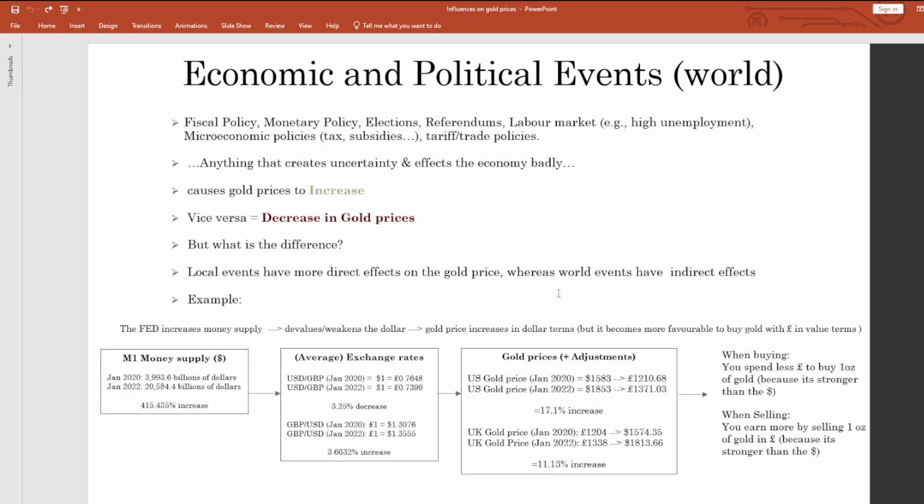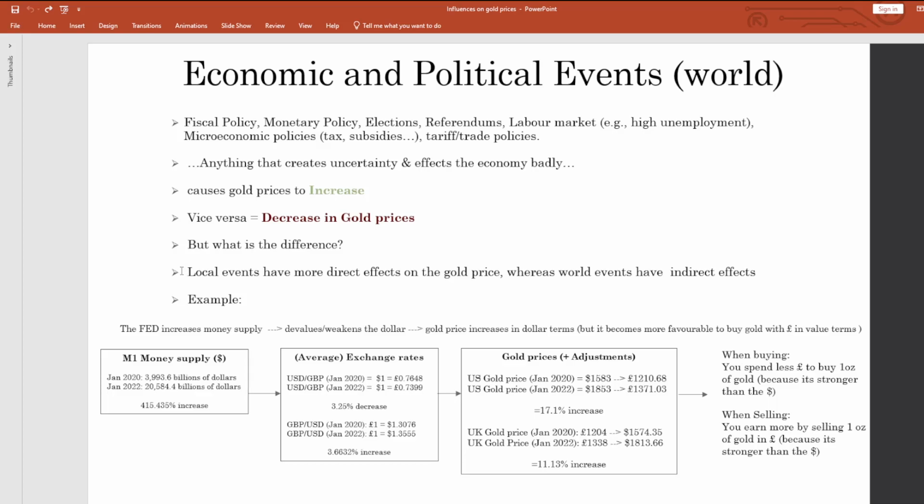What about if you increase the scale? Let's look at it internationally. Internationally, similar things, similar variables, just like the previous one. Any of these things that cause uncertainty and affect the economy negatively is going to cause the gold price to increase, and vice versa, a decrease in gold prices. The difference is that when we are looking at local economic and political events, these have more direct effect on gold prices, whereas world events have indirect effects.